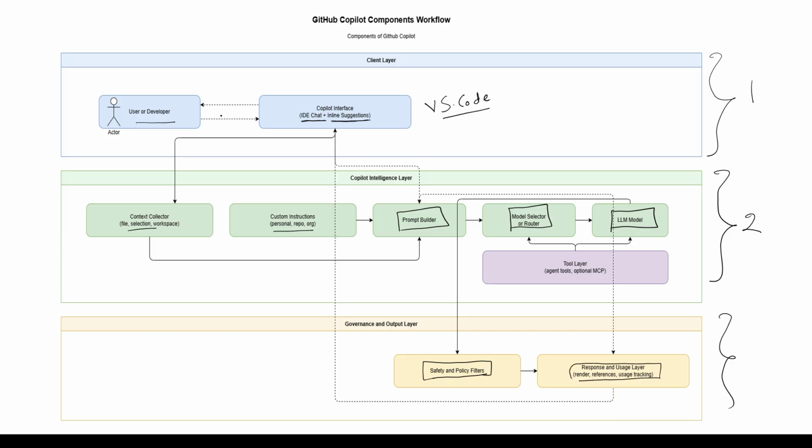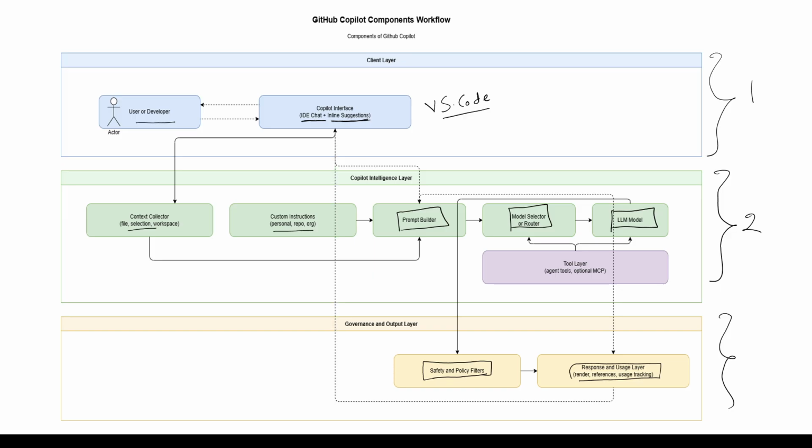So the user, the developer, sees VS Code, and this is where he gets the response or suggestions back. Now what happens when a user or a developer asks a particular question in VS Code? He can ask in two ways right now. One is IDE chat and the other is inline suggestions. I'll cover both of them.